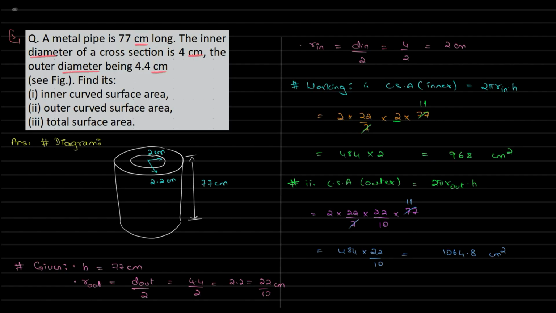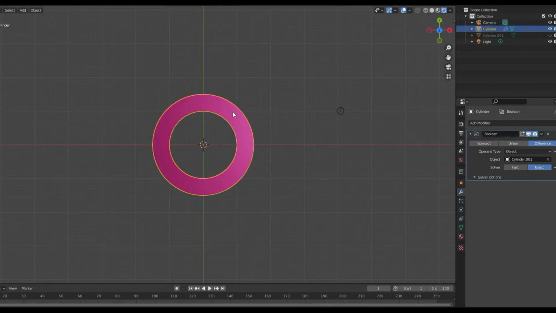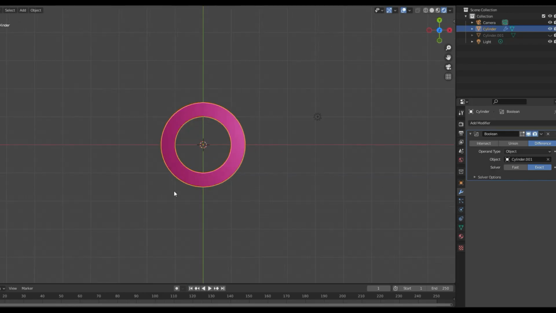And the total curved surface area. For many, they just go with adding these two. That has to be added, I agree. But even this part of the pipe has to be taken into account. Like over here, we need to consider this part, and this is there at the top and at the bottom. So this has to be taken into account. But how do you find this area? How do you find this part of the region?